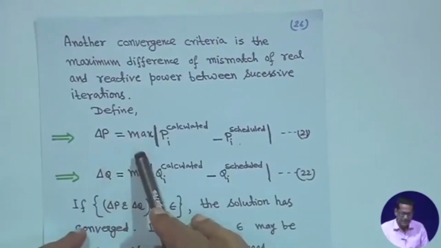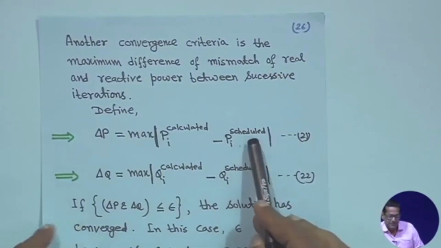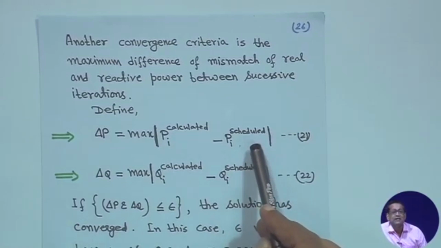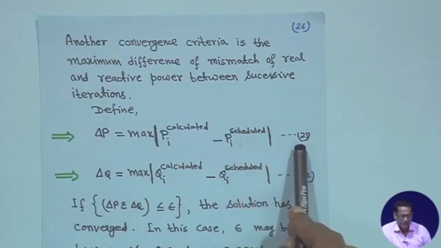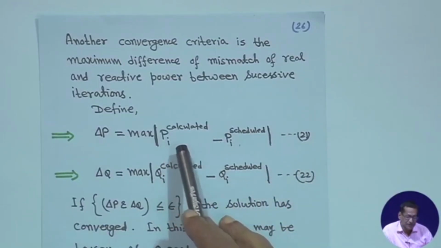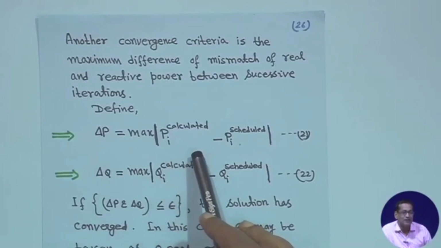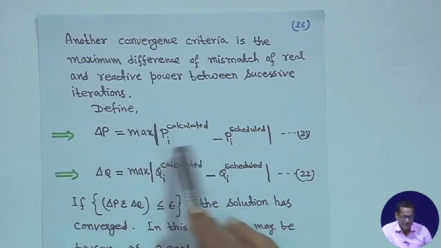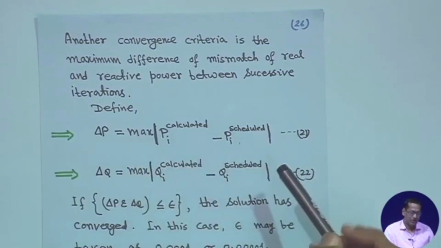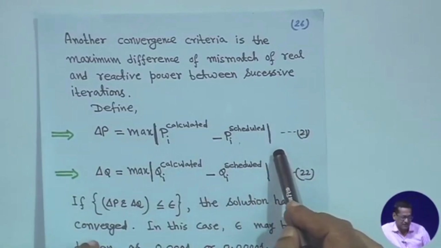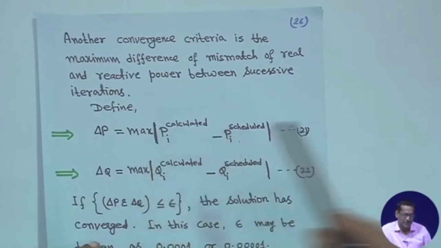that you take delta P is equal to the max of Pi calculated minus Pi schedule. This Pi schedule value is known to you; when we take the numericals, we will see. This is equation 21, and the Pi calculated value you have to calculate using equation 15, the expression we got for Pi. Take the absolute value of this and take the max. That means for all the buses except the slack bus, like delta P2, delta P3 up to delta Pn, you have to take the max of that.